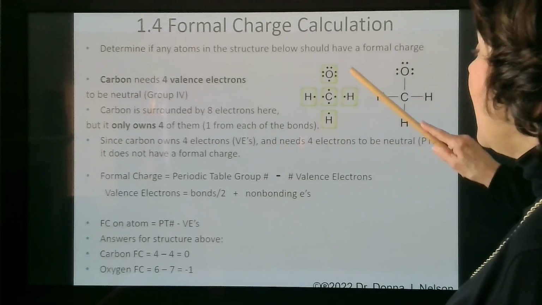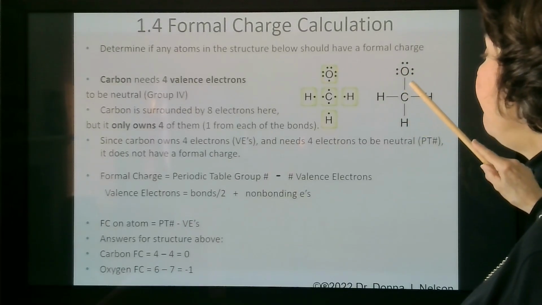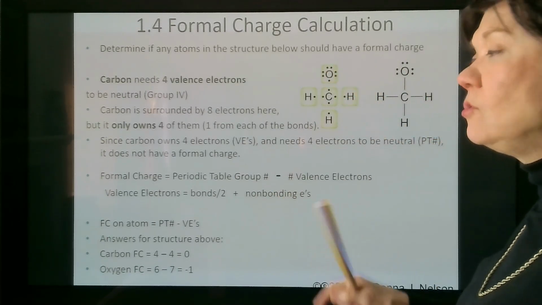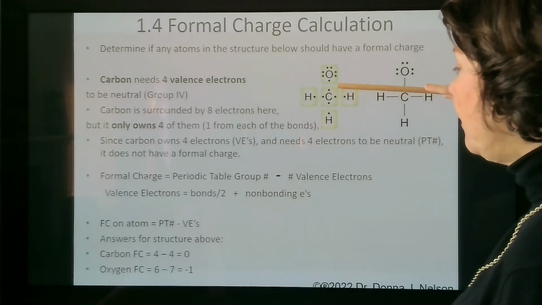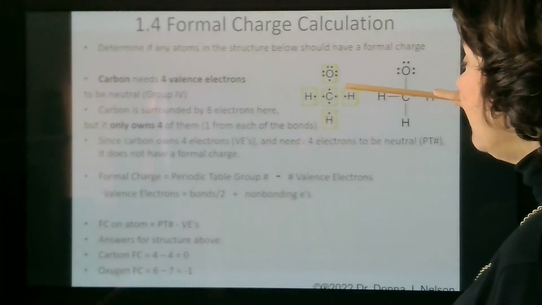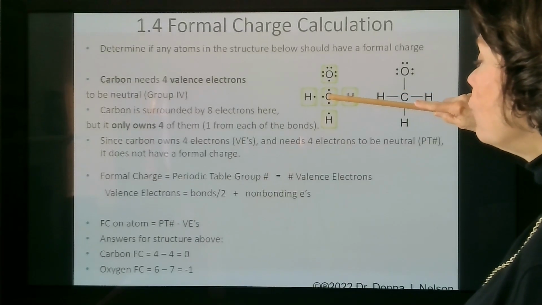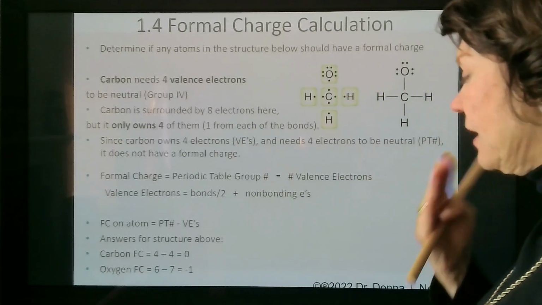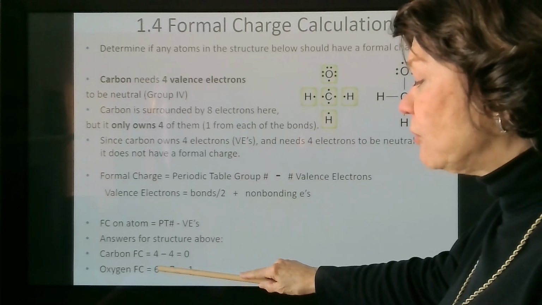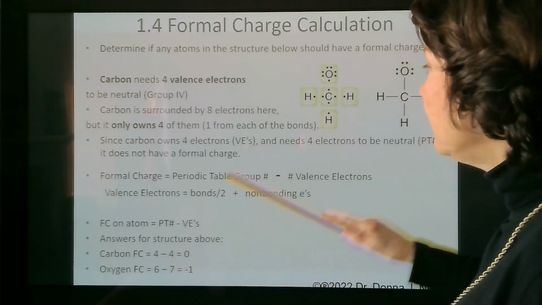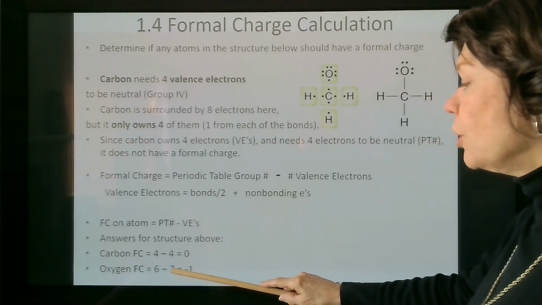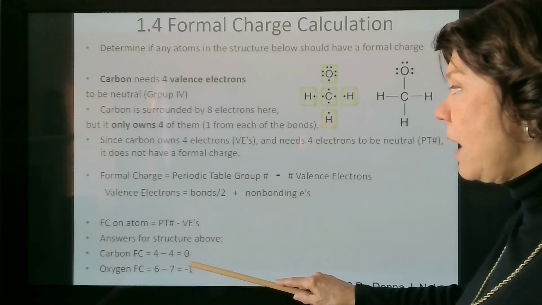It actually has the stability of a filled octet, but it actually, quote, owns 7 electrons because the way we're calculating this, 1 electron is given to carbon and 1 electron is given to oxygen. And so the 6 comes from the periodic table. The 7 comes from counting up the number of electrons from this structure. And so 6 minus 7 is minus 1.